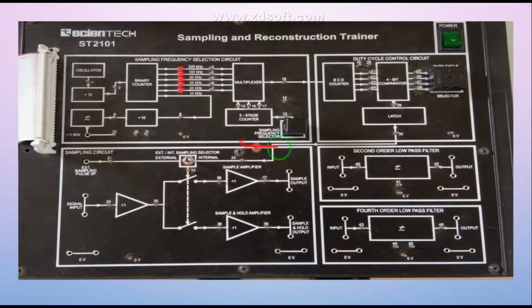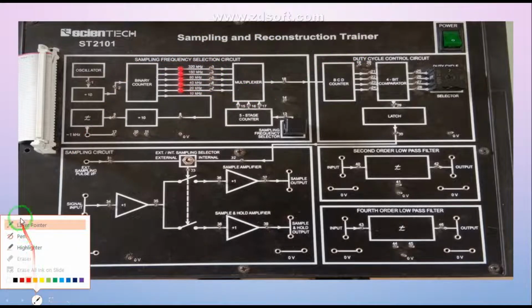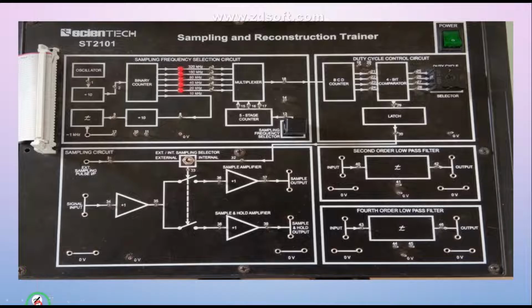So let's start, guys. This is a Scientech sampling and reconstruction trainer kit. This section is your sampling frequency selector circuit. This is your oscillator, and we are going to generate a sampling frequency at different rates: 20 kilohertz, 40, 60, then 160, 320, like that.